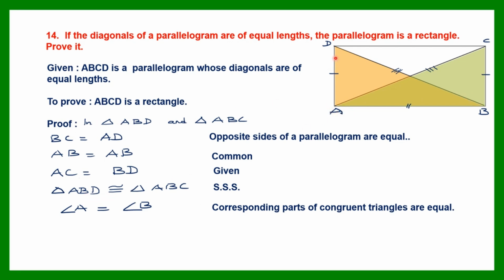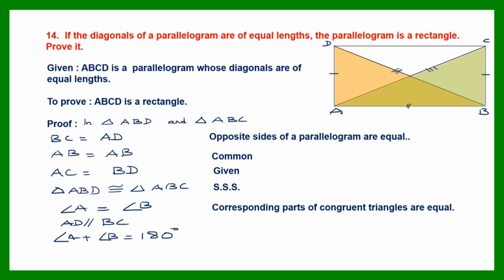Now let's look at AD and BC. They are two parallel lines, isn't it? So let's write that. AD is parallel to BC. In that case, if you take AB as the transversal cutting the two parallel lines, angle A and angle B together will add up to 180 degrees because they are co-interior angles or allied angles. So angle A plus angle B will be equal to 180 degrees.